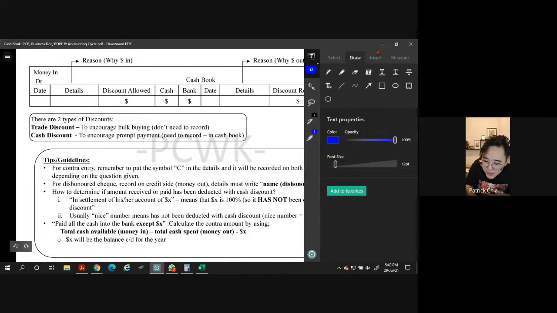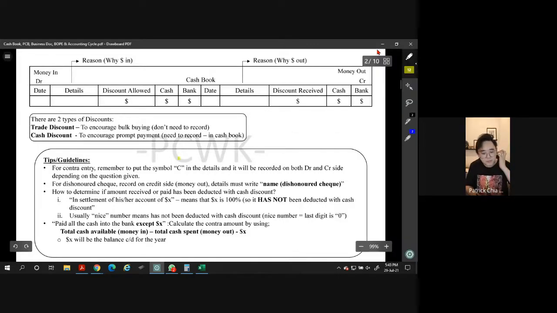Okay, so let me highlight important things first. Okay, so the first tip, what's important here? For contra entry, if can, please remember to put the symbol C. If you don't put the symbol C, then that might be a problem. Okay, you might not get the marks, unless you're lucky. But I can tell you, please just put. All right, that's the safest. And make sure to do both sides. That means money in and also money out. Okay, later we'll do a question. You'll see how I do that.